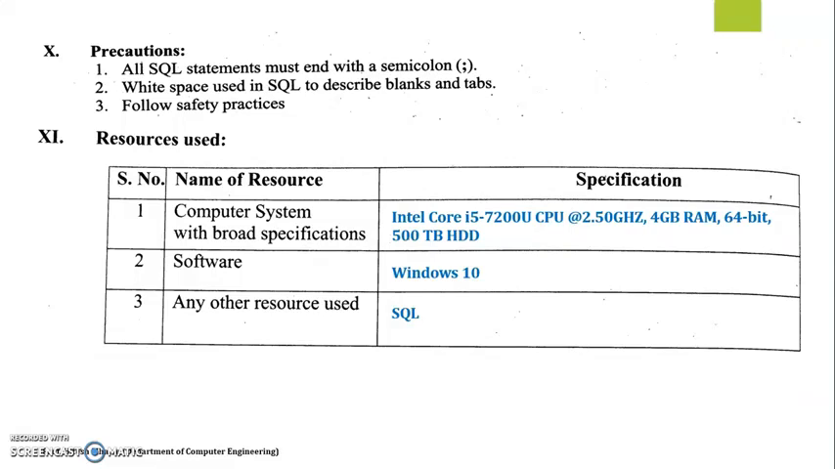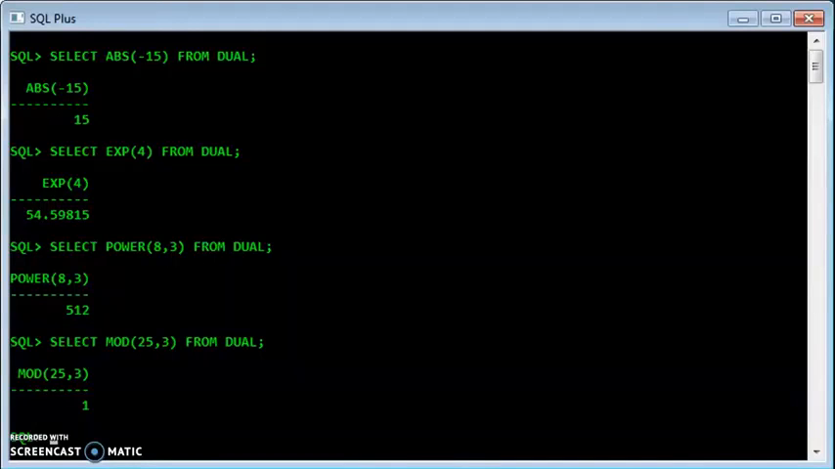The resources actually used for performing these experiments are: the system configuration, Windows 10, and SQL Plus. Starting with the queries, the first one is select ABS(-15) from dual. This will return the absolute value of a number. Absolute value means whether it is positive or negative, it will return the positive value. So here, instead of minus 15, it is returning the value 15. That is the absolute value.